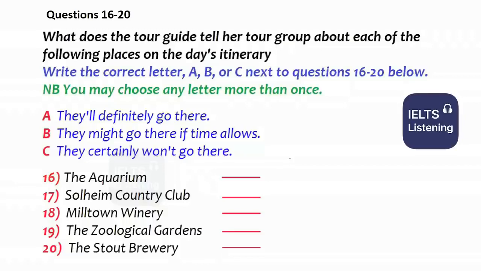Next on the itinerary is the aquarium. Depending on how long we spend at the museum, we might have to give this one a miss. It's not what I'd call a highlight of the day, but it would be a shame if we didn't get to see it, as it's en route to the Solheim Country Club, where we're booked in for lunch at 1 o'clock. Originally, we had planned to stop off at the Milltown Winery afterwards, but we've had to scrap that plan.